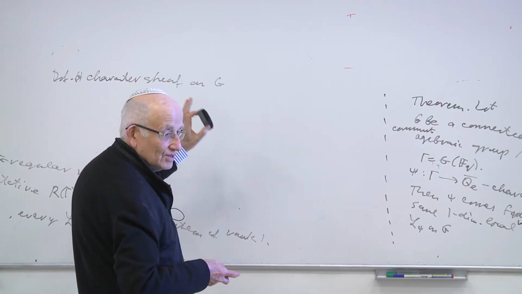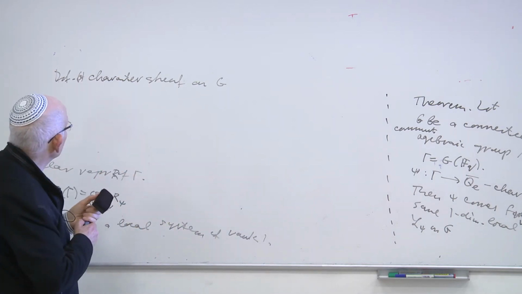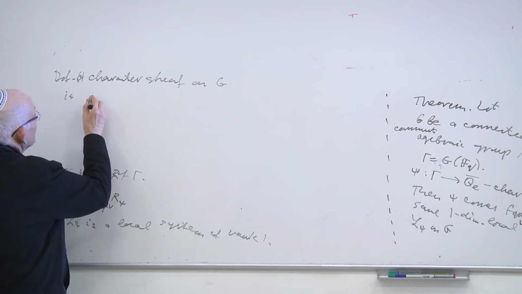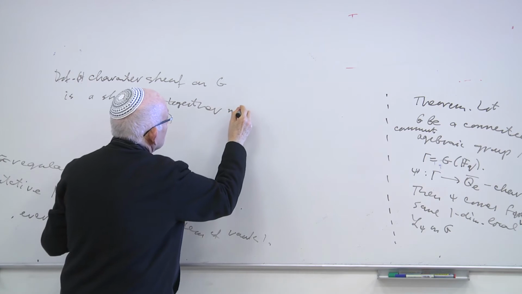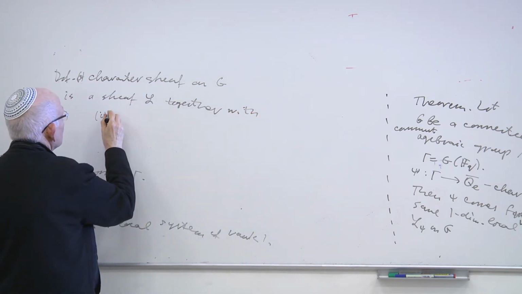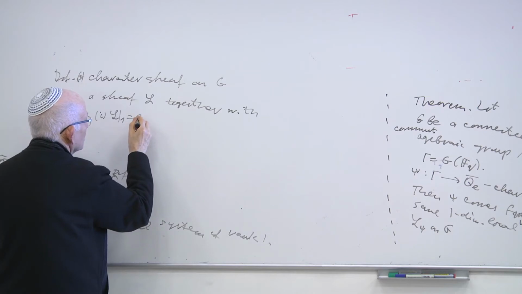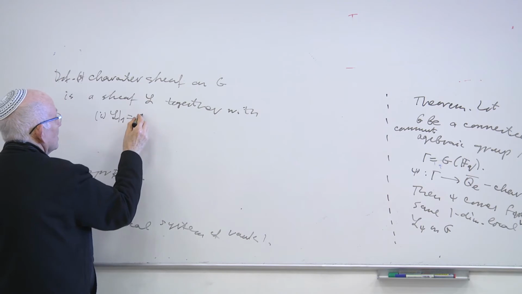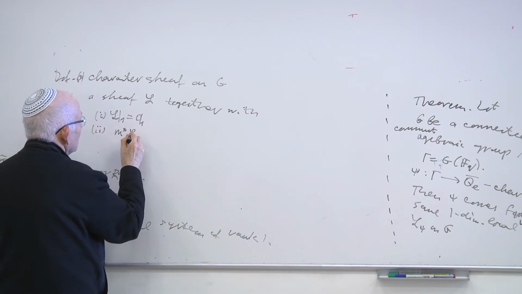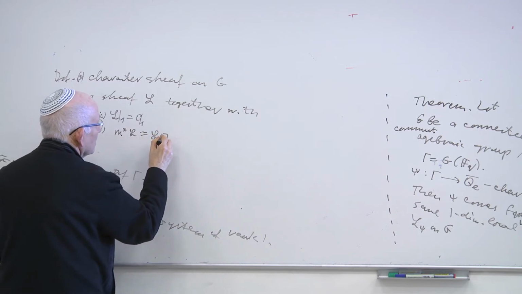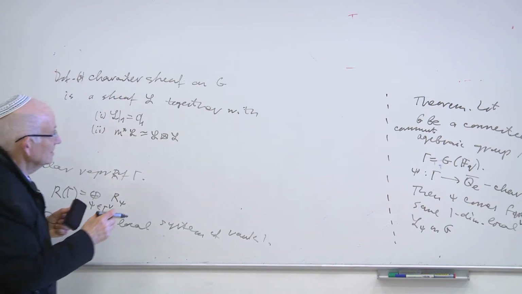So the notion of character sheaf, usually the Lusztig character sheaf, is a different notion, but because of these confusions, a character sheaf on G is a sheaf A together with two isomorphisms. First, A of 1 is equal to just Q, the constant sheaf. And the second isomorphism, m star A is isomorphic to A tensor A, which satisfy some properties.